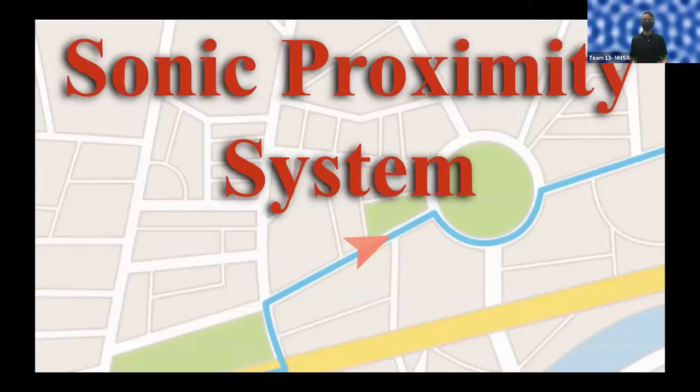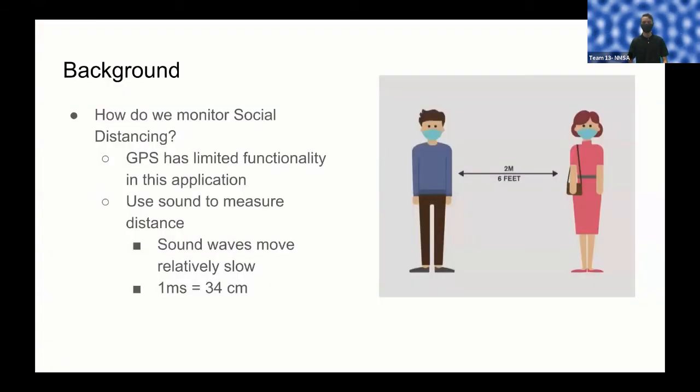Okay, so now I will talk about one of the applications of the Wavebox, which is the sonic proximity system. So we wanted to find a way to track COVID-19 spread during the pandemic. We looked at using GPS technology, but found that it wouldn't work well because of its poor accuracy with vertical height inside of a building, and because of how it doesn't account for walls when tracking the distance between two people, which in that case would cause false positives.